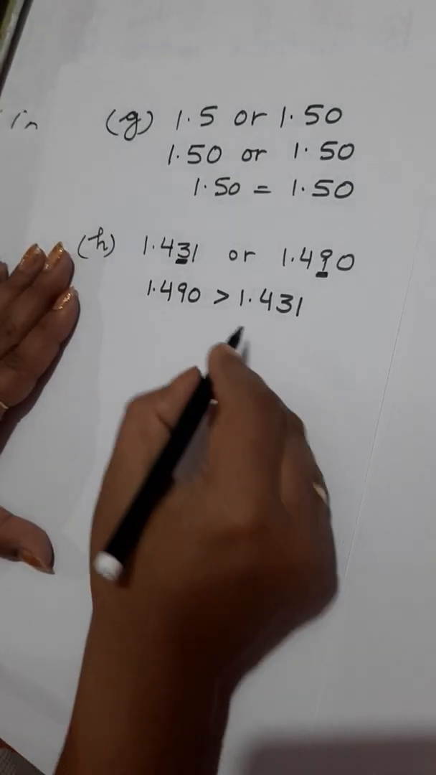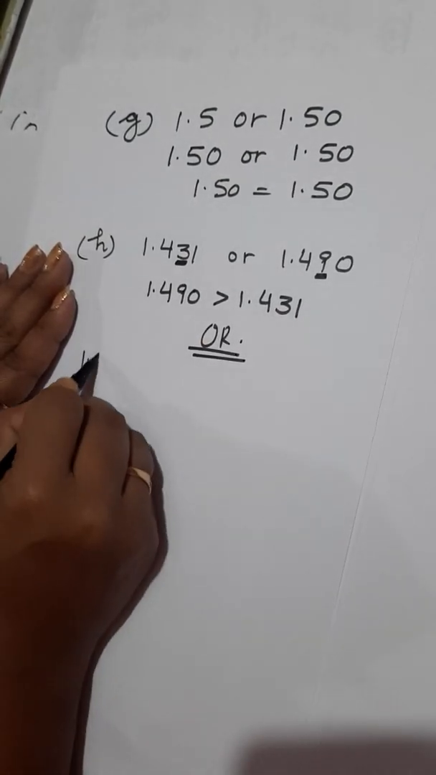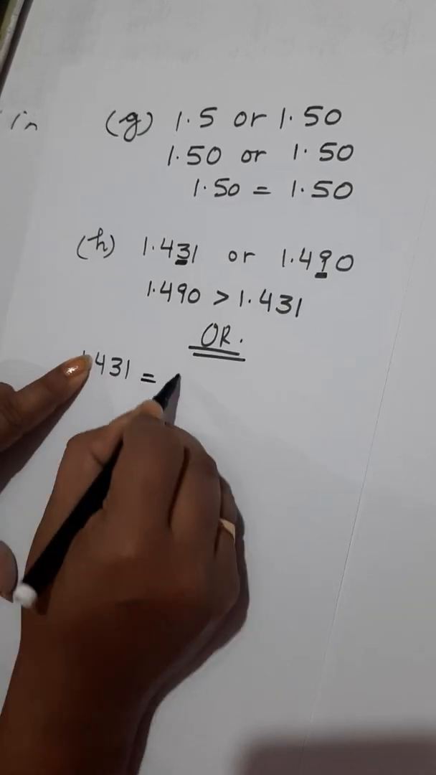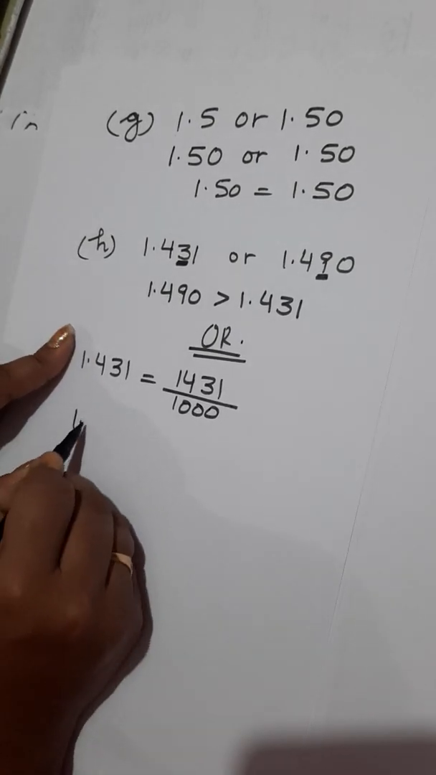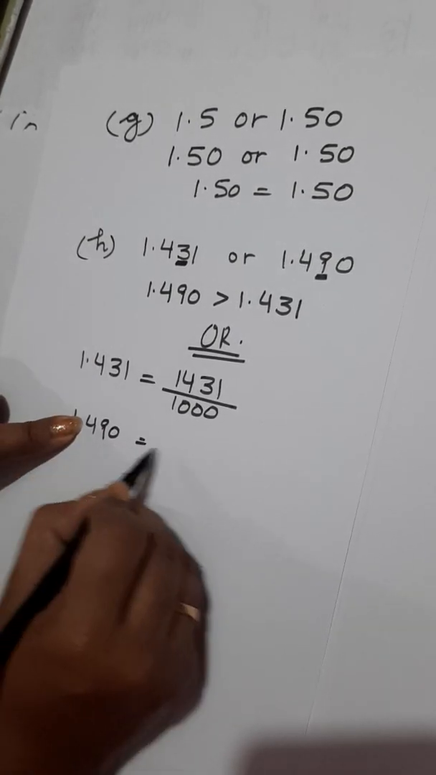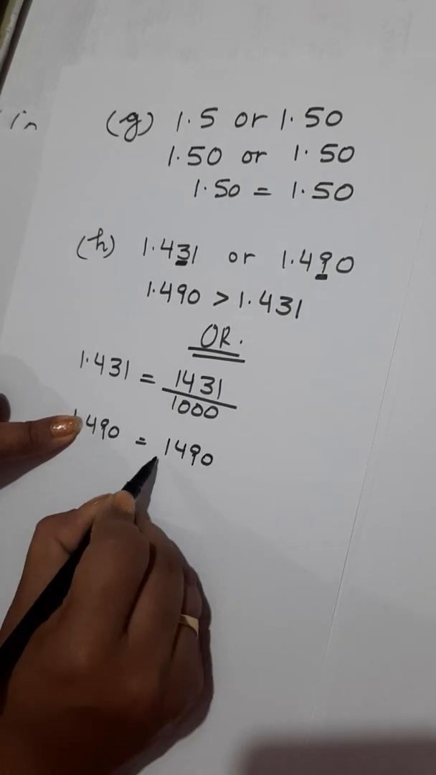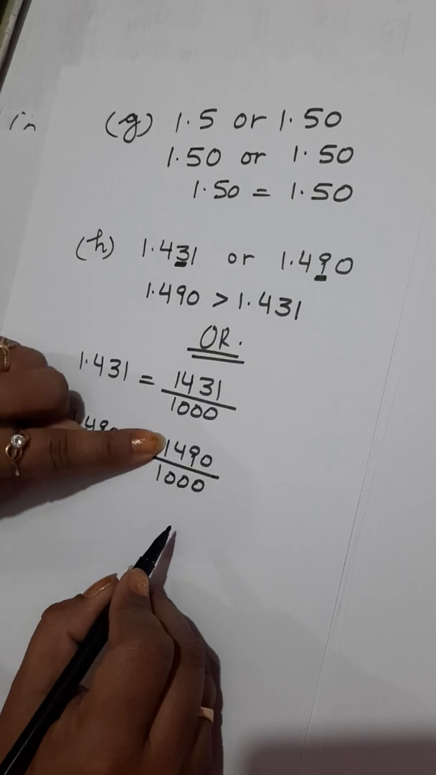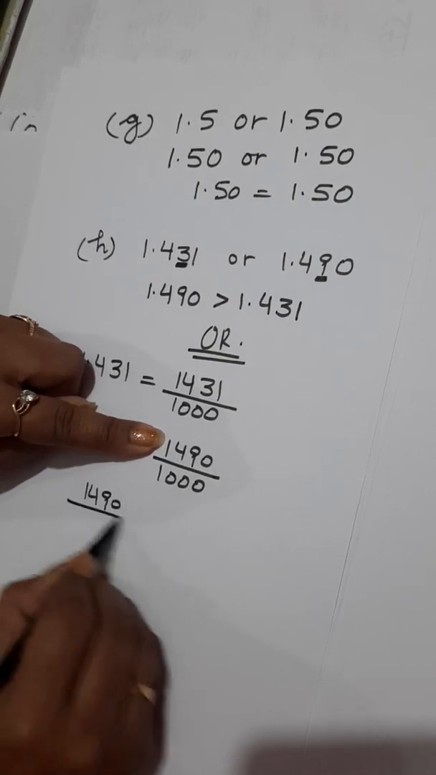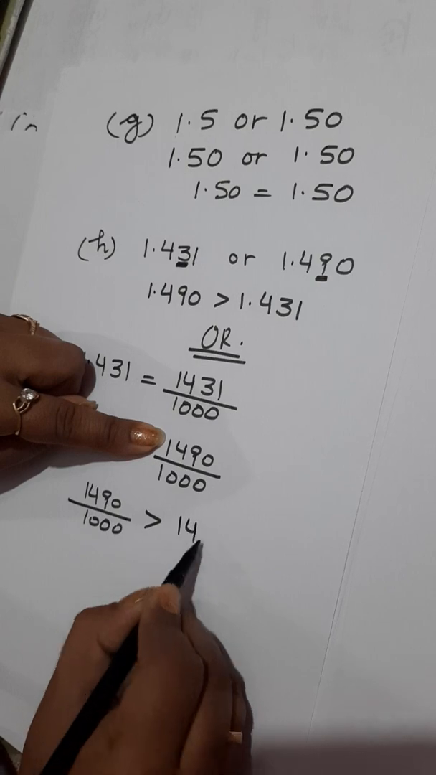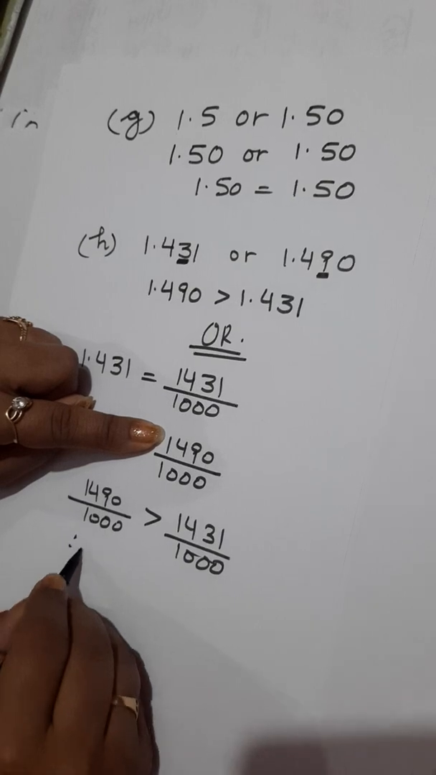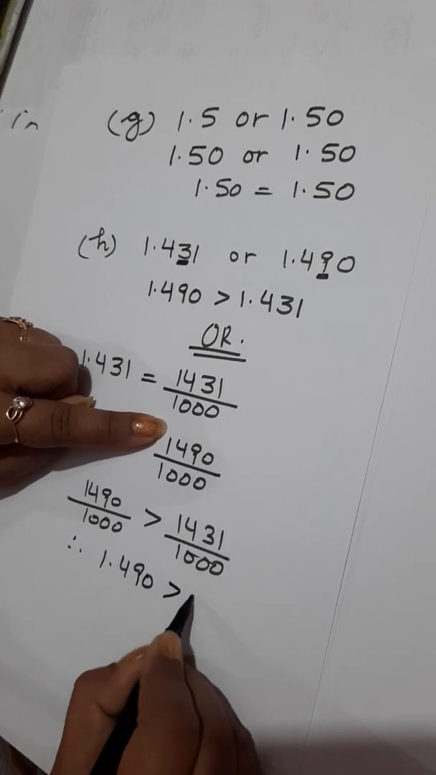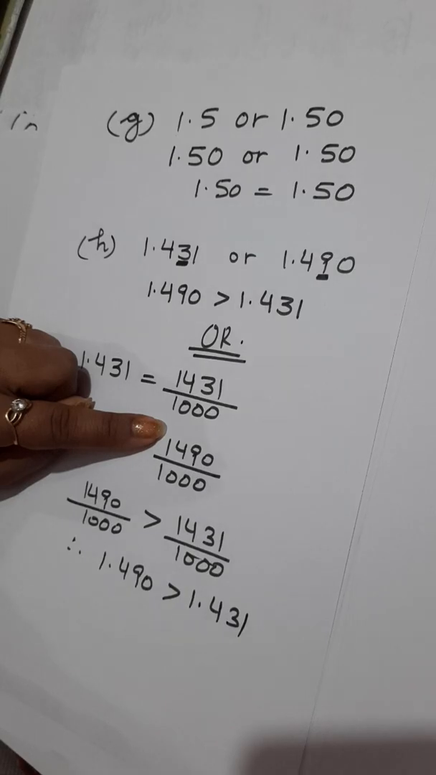Now or if you remove the decimal, after decimal there are 3 digits, so I will write 1431 upon 1000. Then 1.490, after decimal we have 3 digits, I will write 1490 upon 1000. So it is very clear that 1490 upon 1000 is greater than 1431 upon 1000. So therefore 1.490 is greater than 1.431.